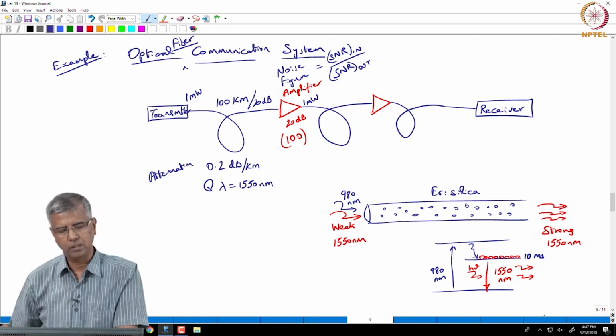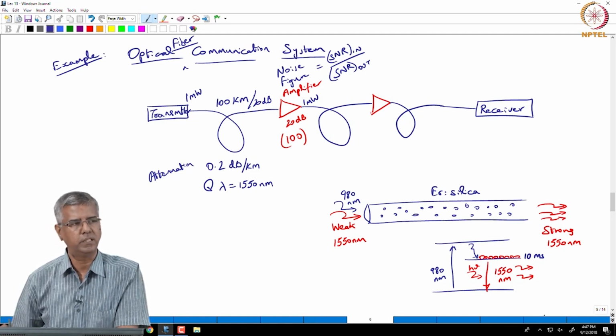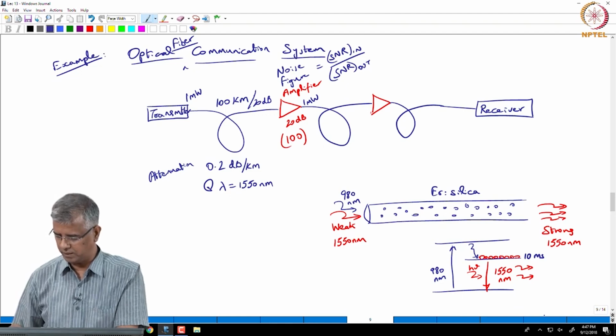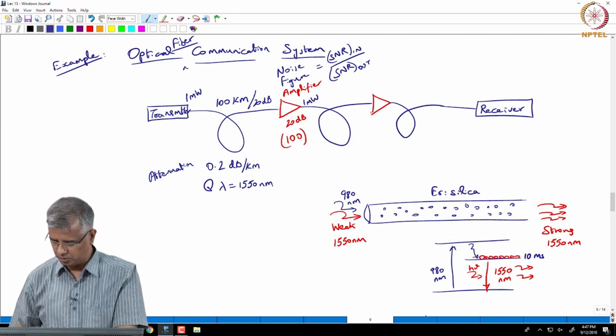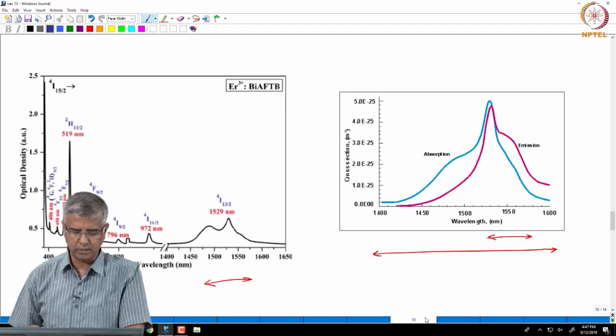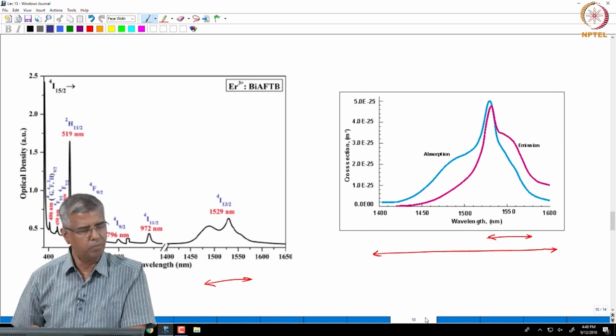So, we had been looking at an expression for this inversion as a function of the pumping rate, and we got to that expression in the last lecture. But before we go to that, I want to make just one point about this. Remember we were looking at this erbium absorption spectrum, erbium in this other glass, which is bismuth based glass. We said this was the absorption spectrum.